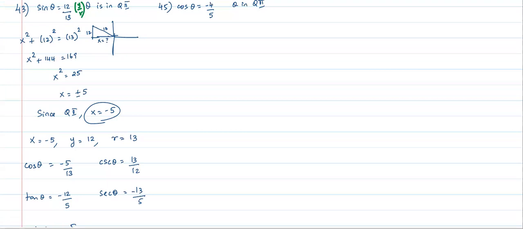Sorry. So now cosine is given to you in quadrant 3. So it's a quadrant 3 angle, and this is what you have. The hypotenuse or the radius is 5, and the x value here is -4, right? But we don't know what the y value is. So set up your equation.